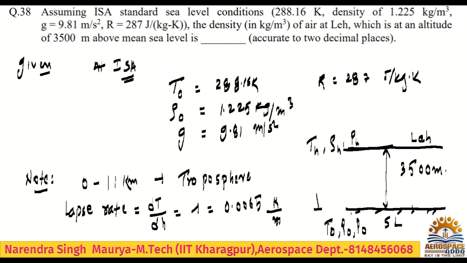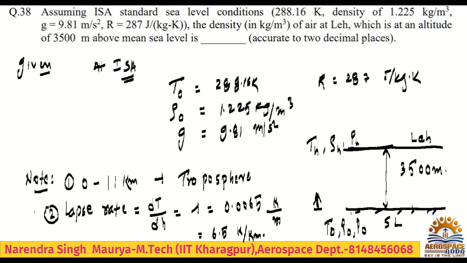Means from the sea level to any altitude in upward direction, if you are going, then temperature will be decreasing by this rate, I mean 0.0065 Kelvin per meter, or you can write 6.5 Kelvin per kilometer. Okay, this is the very important value. You please make a note of it. Two points I have given, both points are very important.